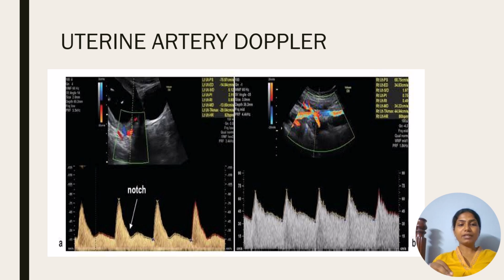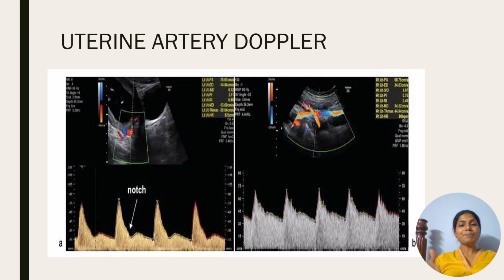Usually we have to focus on the uterine artery. In the first trimester, we can keep the ultrasound probe at the level just lateral to the pubic symphysis. If we keep it lateral to the pubic symphysis, we will be able to identify the isthmus. Then if we put color, we will be able to see the uterine artery going towards the uterus. And if we put the pulse wave, then we will get this picture. This is the waveform of the uterine artery Doppler in the first trimester.